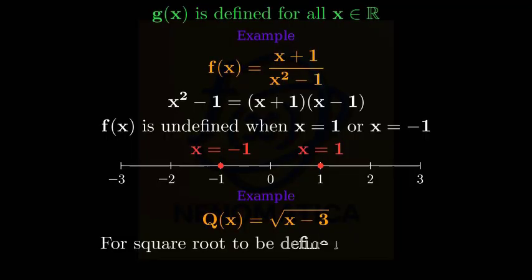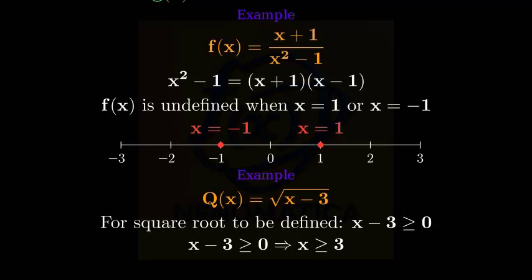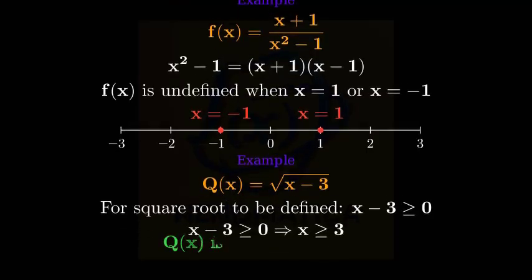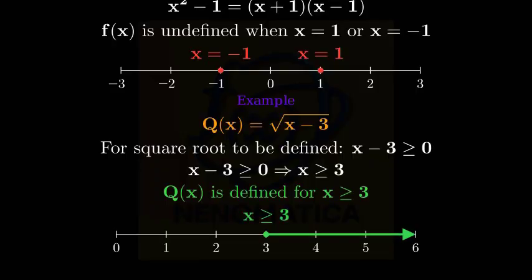For our third example, let's examine q of x equals the square root of x minus 3. This expression contains a square root, which is only defined for non-negative inputs. So we need x minus 3 to be greater than or equal to 0, which means x must be greater than or equal to 3. Therefore, this expression is defined only for values of x that are greater than or equal to 3.